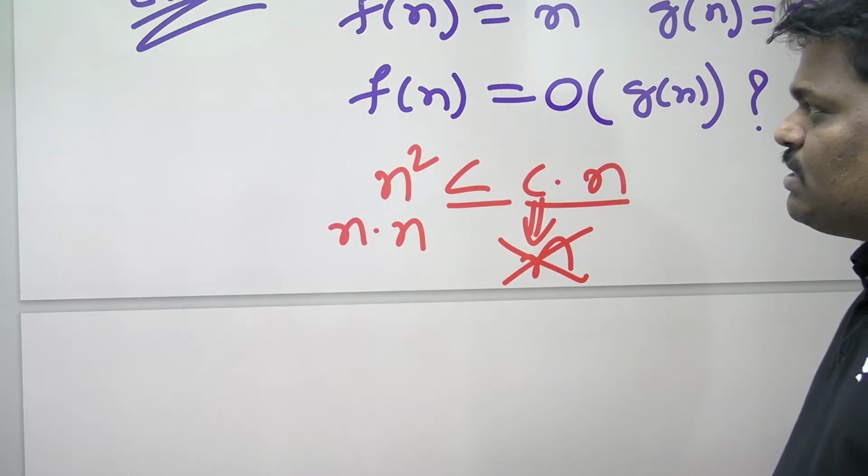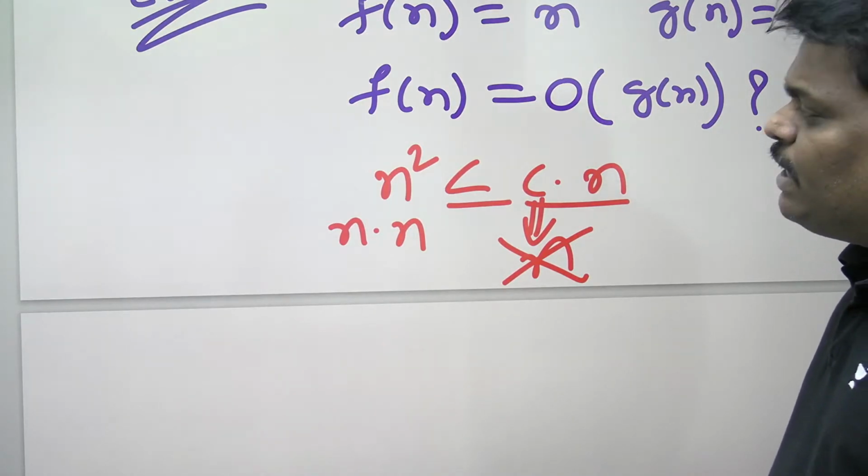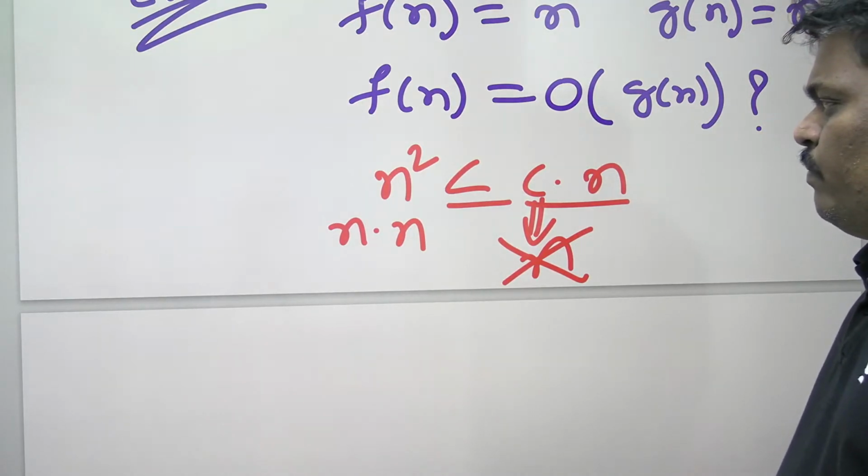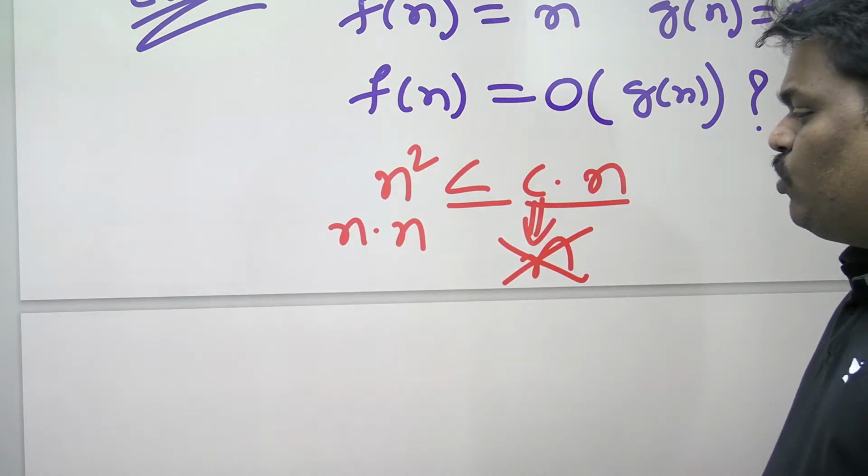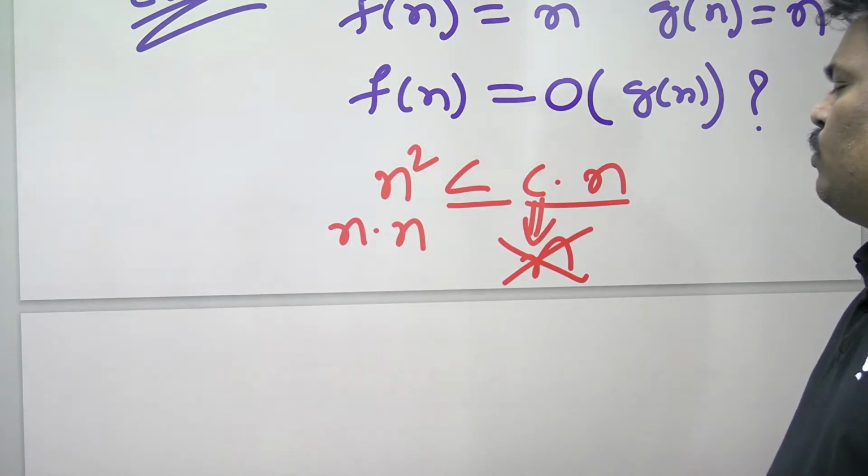If I don't give this example, you feel that big O is possible every time. No.